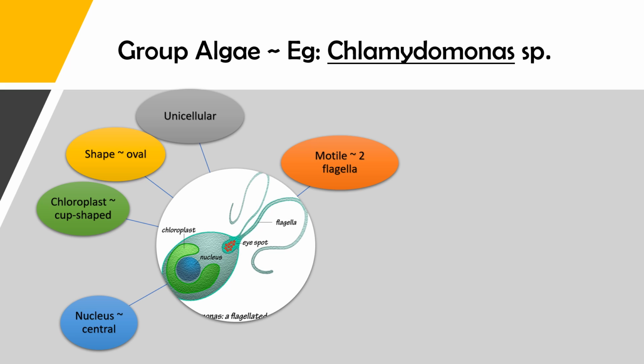Motile means that it can move by flagella. It has 2 flagella. It also has an eye spot. The function of the eye spot in Chlamydomonas is to detect light. So whenever there is light, the Chlamydomonas will move toward the light so that it can use the light for photosynthesis. And then let's take a look at the group Protozoa. Proto means ancient or before. Zoa means animal. So Protozoa means before animal or ancient animal.